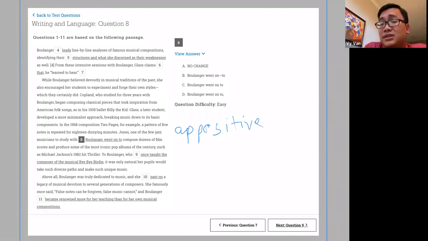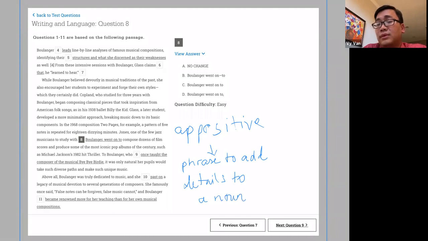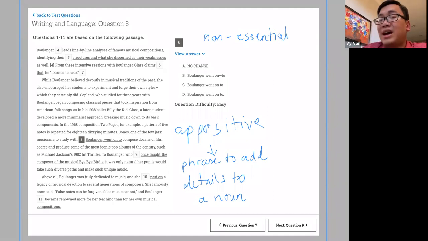This question tests you on an appositive. What do I mean by an appositive? This is a phrase to add details to a noun. In my SAT class, I use the term non-essential clause. Okay, so non-essential, what does that mean? It means that it's not needed in the sentence. It just provides more information, and you can just cross it out and it still makes perfect sense. So here, this whole thing is a non-essential clause, or an appositive.